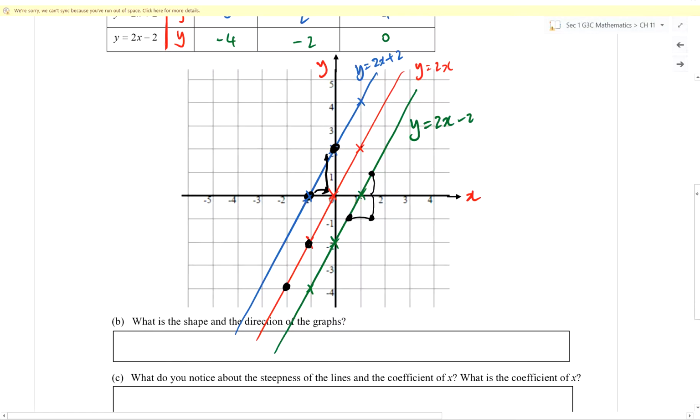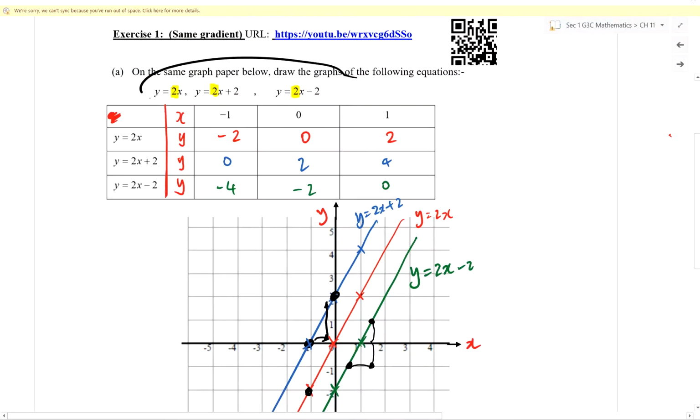Looking at these 3 equations, do you see the number 2 that keeps appearing? I've actually highlighted it for you. Can you highlight the number 2 as well? Because that number in front of the x tells us something about the gradient, which we will find out more later on.